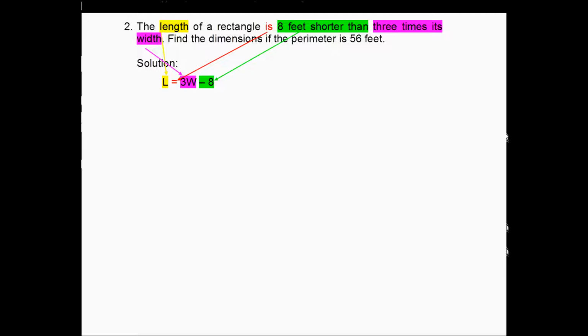Okay, now we're doing perimeter, so after you write down the relationship between L and W, write down the perimeter formula. So the perimeter formula is 2L plus 2W. Okay, now start substituting. I'll replace P with 56. I will replace L with 3W minus 8. And W is still W, I don't know. Now remember, keep the 3W minus 8 in parentheses.